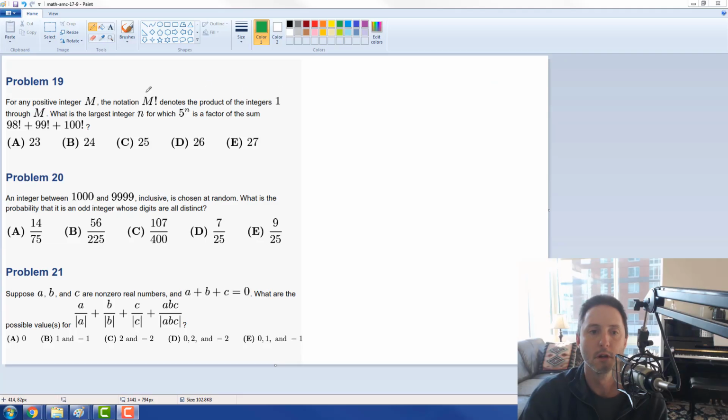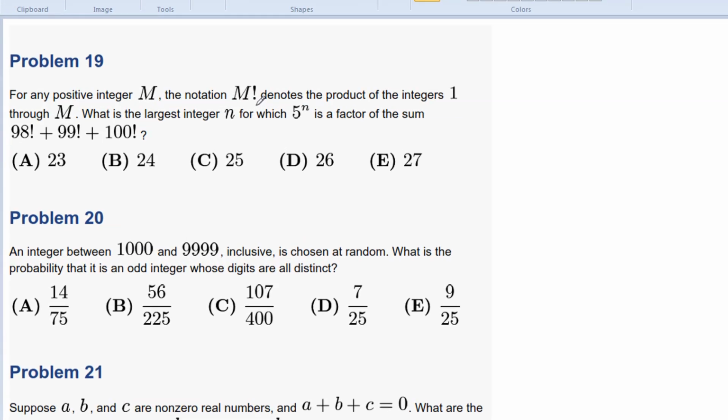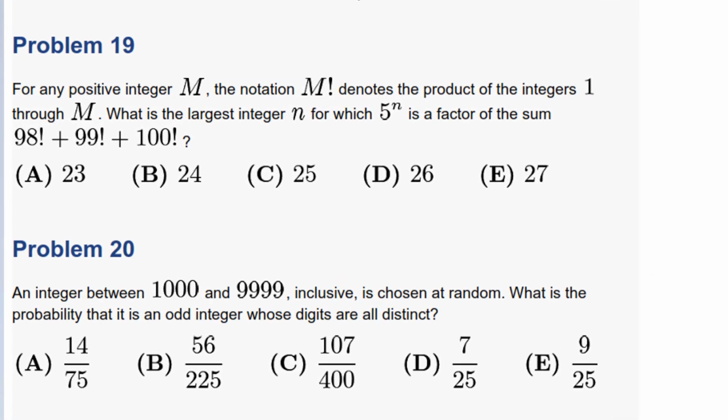Okay, for problem 19, for any positive integer m, the notation m factorial, okay, we should know what m factorial means. It means the product of numbers 1 through m. What is the largest integer? Now, incidentally, if your child is in 5th, 6th, 7th grade, they probably don't know what a factorial is. And this is why you really can't compete at the high levels on these exams if you just do school math, if you're not doing something above and beyond, or a lot above and beyond.